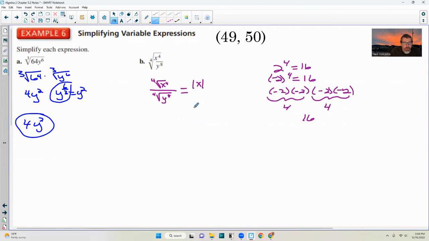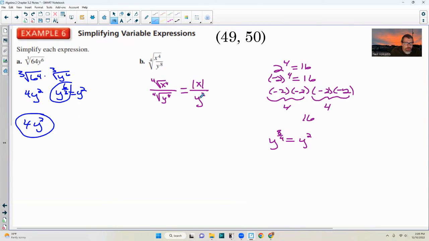All right, so then we have to do the same for y to the 8th, 4th root. So remember what I said, if you have y to the 8th to the 4th, that's the same as y to the 8 divided by 4, and y to the 8 divided by 4 is y squared. So that is y squared.